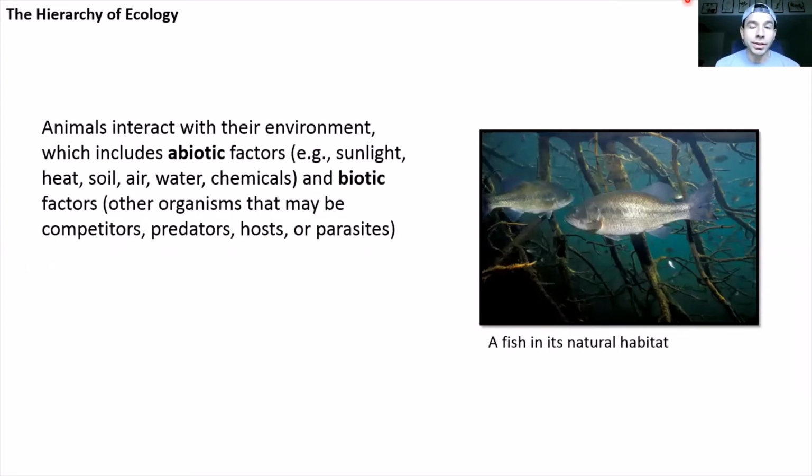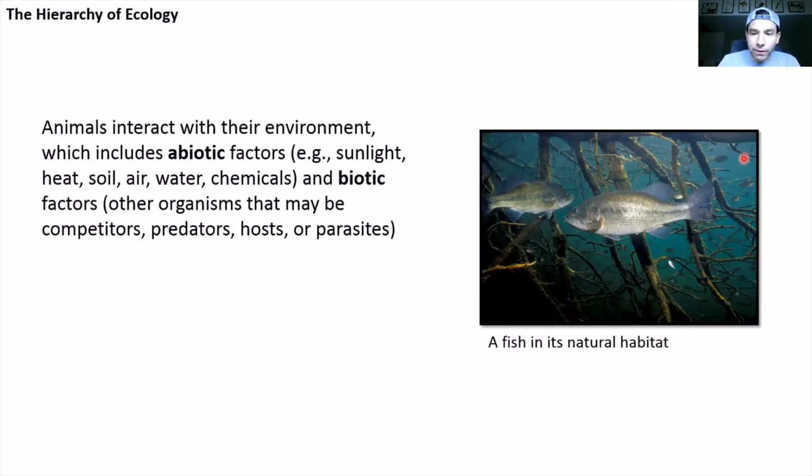Okay, so ecology is the study of organisms to their environment. The environment may include abiotic factors and biotic factors. Abiotic factors are not alive. They are things like sunlight and heat or air or water or chemicals in their environment. And the biotic factors are things that are alive, basically other organisms. Those organisms may be competitors, they may be in the same or different species, they may be predators or hosts or parasites or microbes.